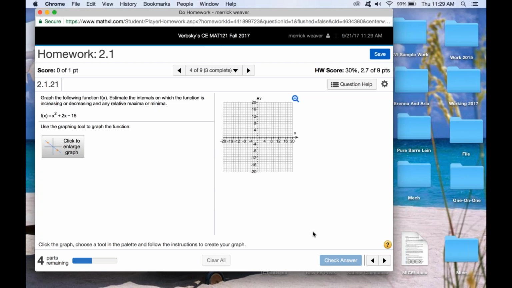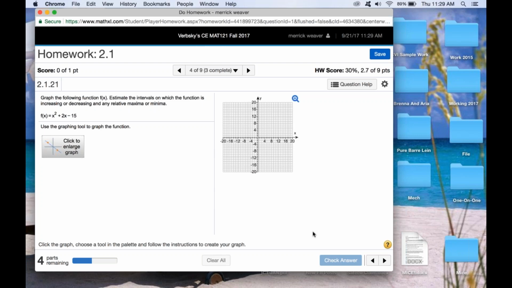Okay, estimate the intervals in the function. Let's talk about how you graph that. First of all, what is that? It's kind of like a quadratic, first of all. Yeah. What do quadratics look like? What do you mean by that? I don't know if I understand that.